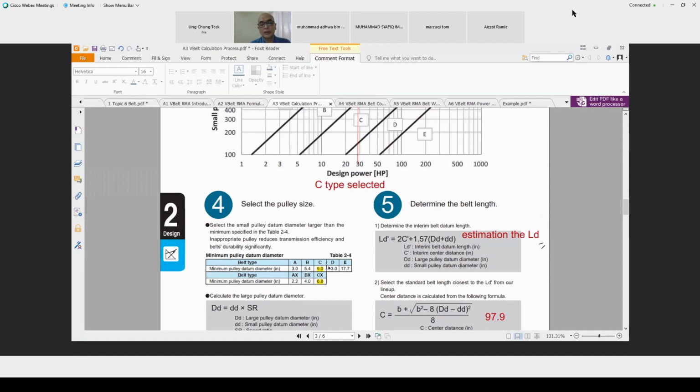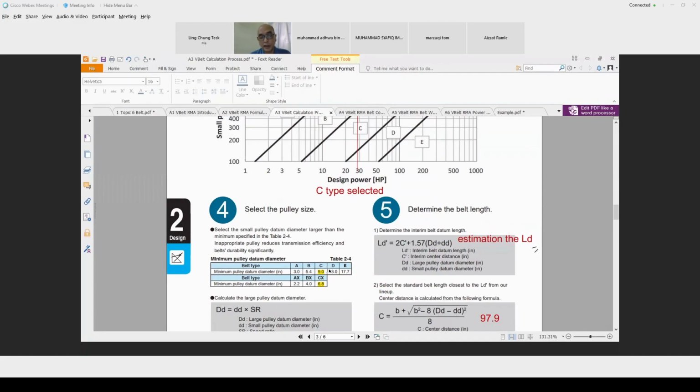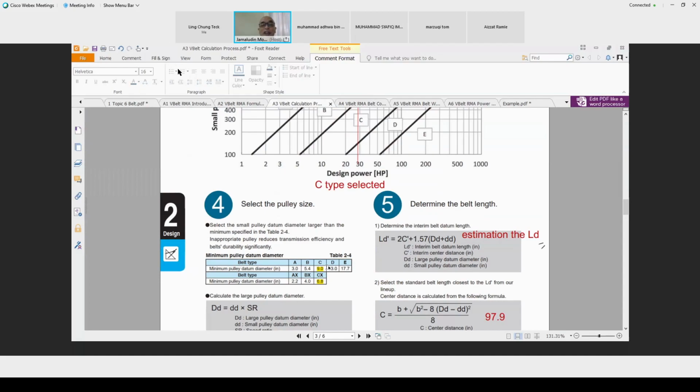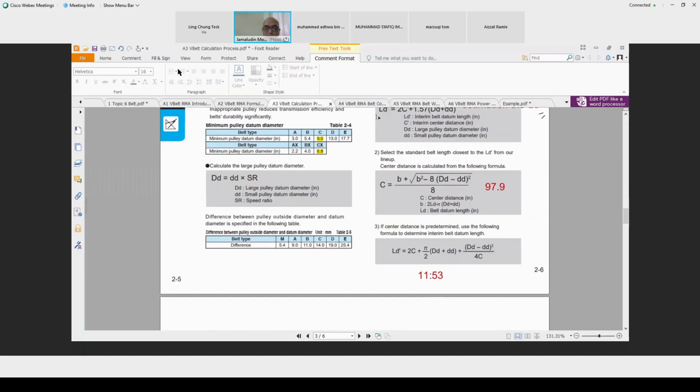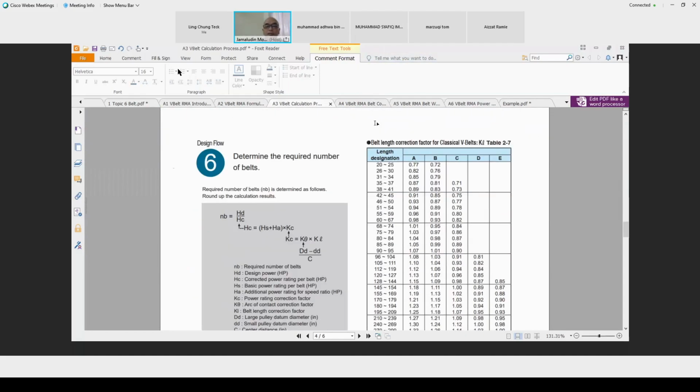Okay, did I answer your question? Because in the project, those are all the possible answers you can have. It depends on your design constraint. Alright, thank you. Any more questions before we proceed with step number 6 and above?